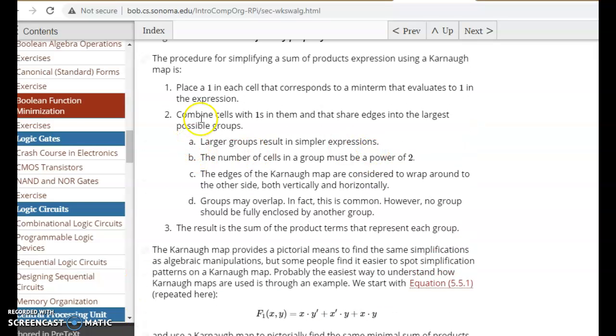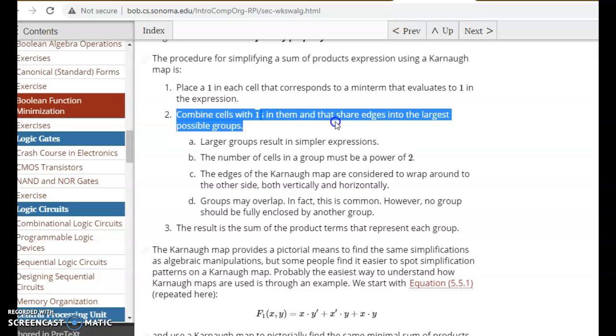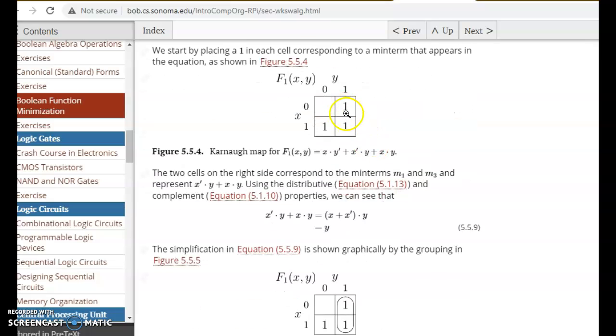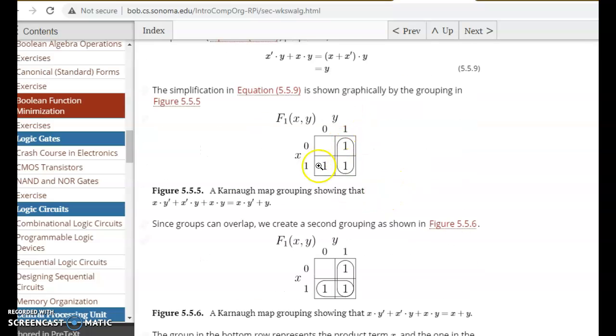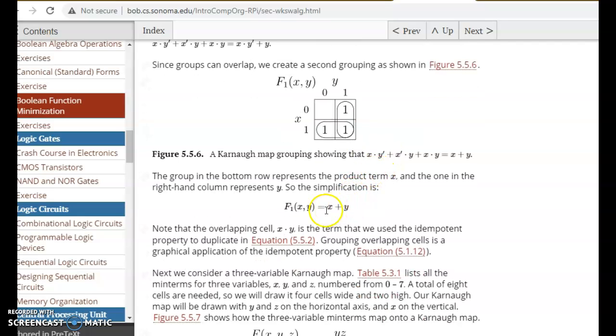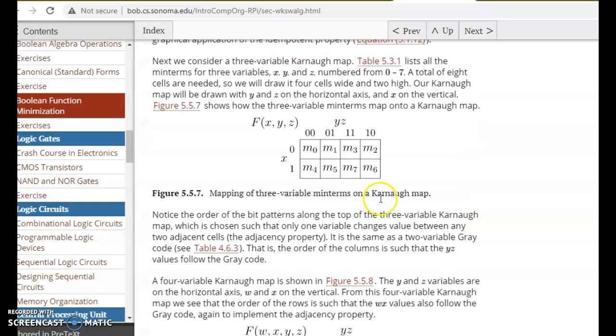Okay, then the next step is to combine cells with ones in them that share edges in the largest possible groups. And so the groups can overlap, and you can see in this one, 1 and 1 and 1 and 1 are combinations. And that tells you the resulting minimization, because we know from the previous Boolean expression that x times, because of the value 1 plus 1 or 1 times 1 is still 1, the result is that we can simplify that expression to be equal to x plus y.